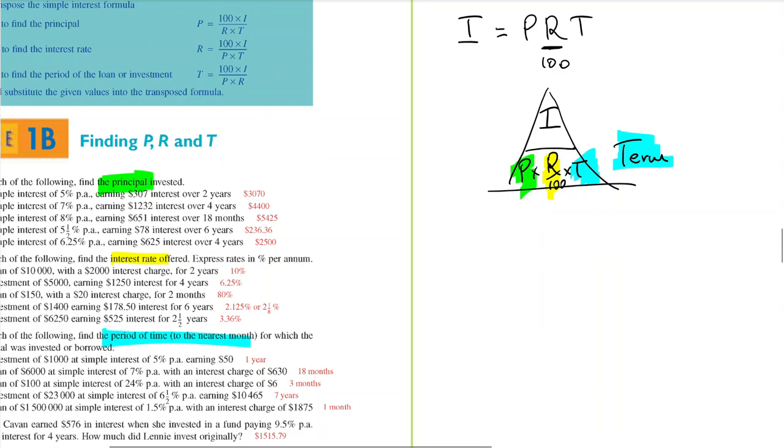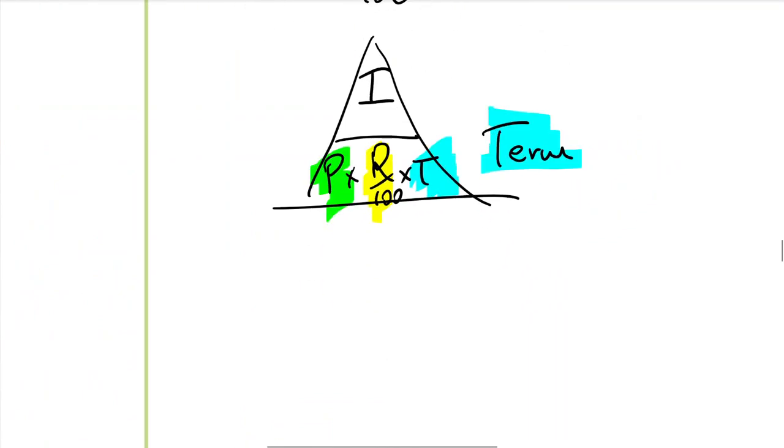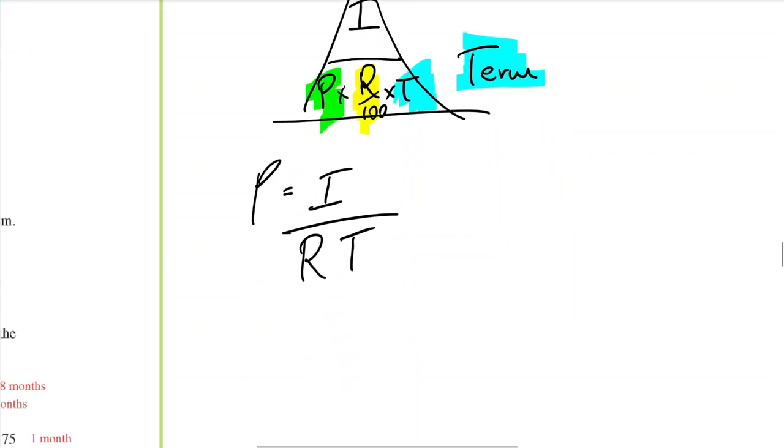Okay? So, like I said before, if we are looking for the principal, we cover that principal. Okay, we said if you want to calculate the principal, we write P, and then we cover that, and what's left? I over RT. So then we know that's I over RT.